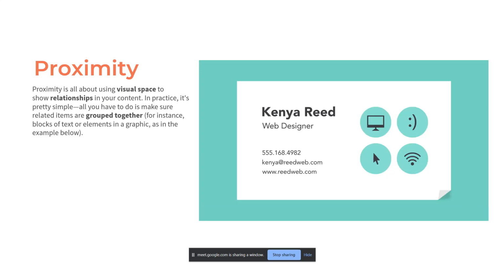Number one is proximity. Proximity is all about using your visual space to show relationships in your content.